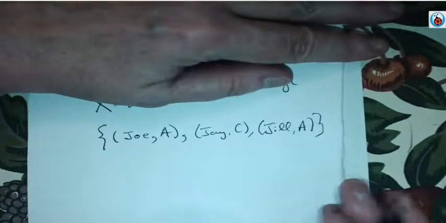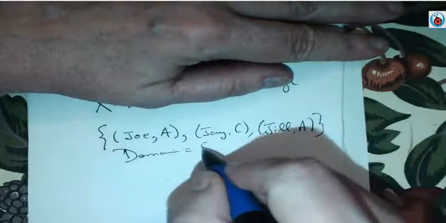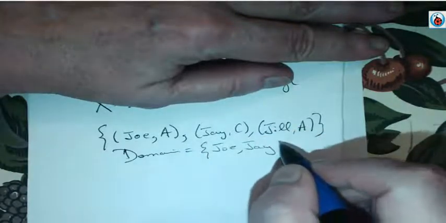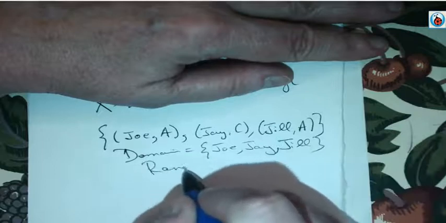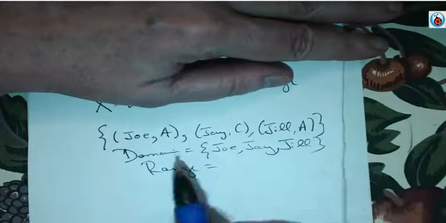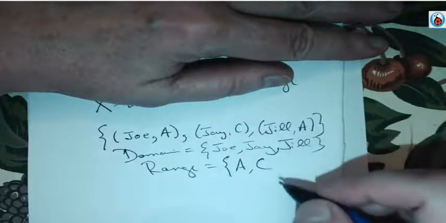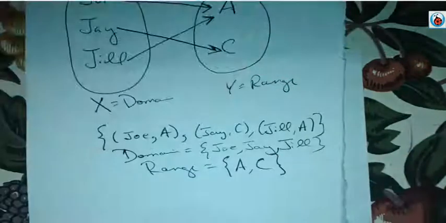Now, if you were just given this and you're asked what is the domain, it's going to be the set of first entries. And set notation does not allow for any repetitions. Okay. What is the range? It's the set of second entries. So I'm going to have A, C, but then I am not going to write A down a second time. That would be wrong. Set notation does not have repetitions.